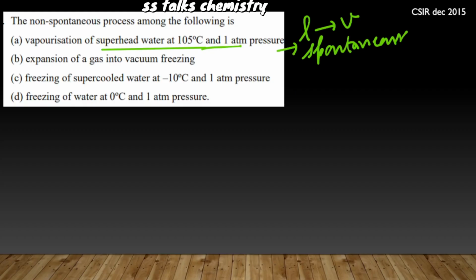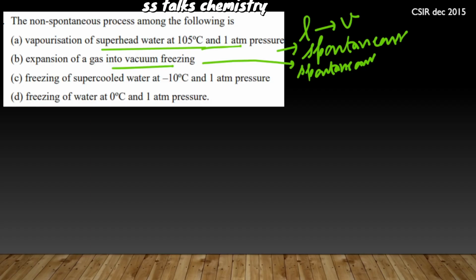Okay. Next is expansion of the gas into the vacuum. The vacuum means there is no external force acting on this. So expansion of the gas, that means it is expanding. Work is being done by the gaseous system. So it will continue on its own because no external force is applying over it. It is in the vacuum condition. Again, the process is going to be spontaneous in this, right?